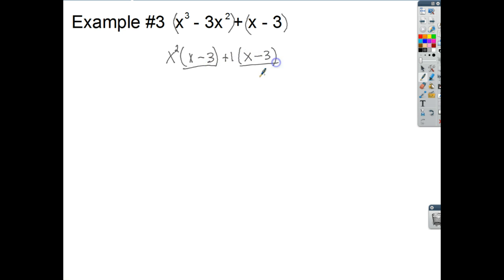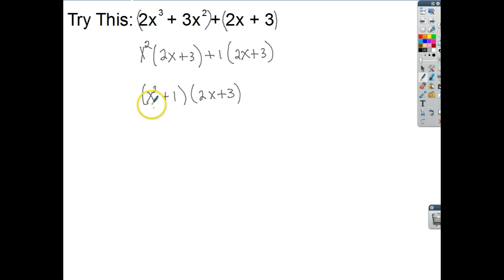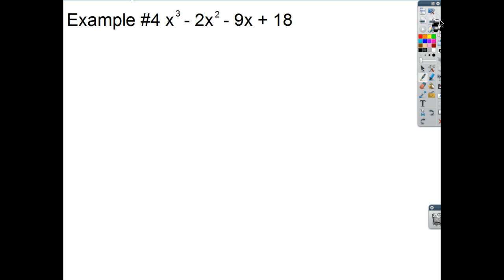Now we have the like binomials. We take them out and we're left with x squared plus 1 up here, and then that times the x minus 3. And neither of those factor. We're done. Give this one a try. Okay, well, we should have gotten x squared plus 1 times 2x plus 3. And if you have a question, I'll stop the video for you, and I'll answer your question in class. Okay? All right. Next example.